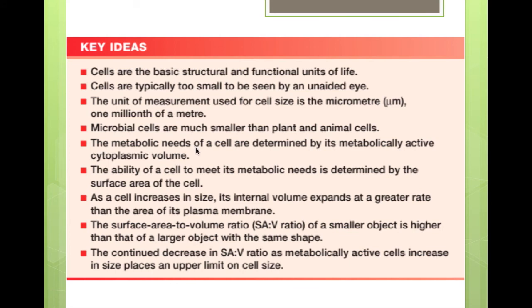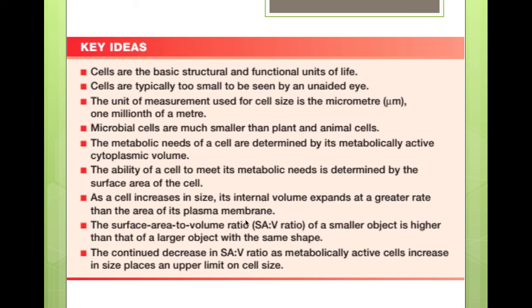Now, that is referring to surface area to volume ratio, being able to transport nutrients and waste into and out of the cell. They've just used fancy words. The ability of a cell to meet its metabolic needs is determined by the surface area of the cell, basically how exposed it is to its environment to collect nutrients and to remove wastes. And as the cell increases in size, its internal volume expands at a greater rate than the area of its plasma membrane. That is, the volume increases faster than the surface area.